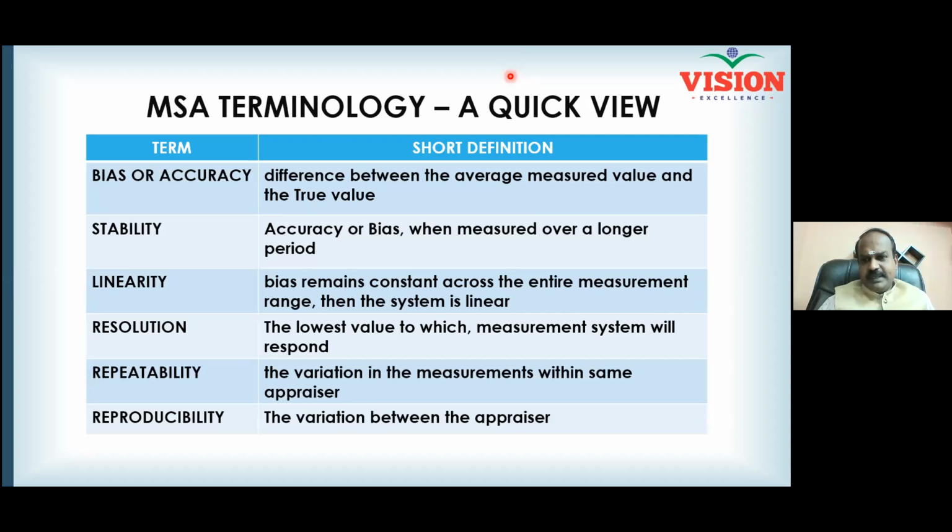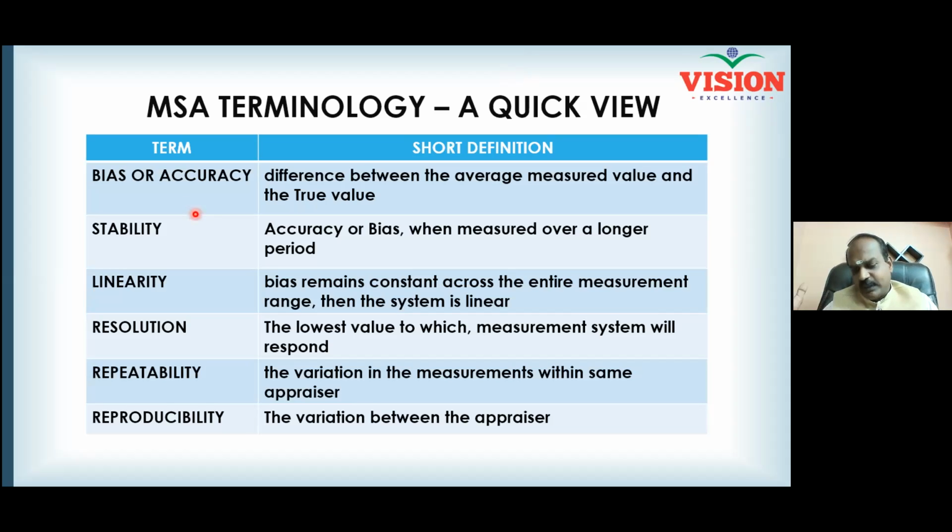Tell me what is repeatability error, one of you. What is repeatability error? It's like the same person repeating the measurement with the same part. And reproducibility is the miscalculation between two or three other persons. Very good, beautiful. So the inconsistency within the appraiser is called repeatability, and inconsistency between the appraisers is called reproducibility.